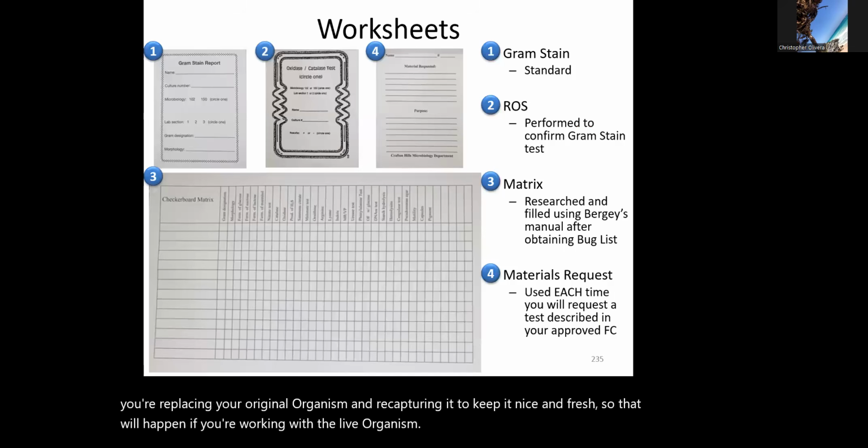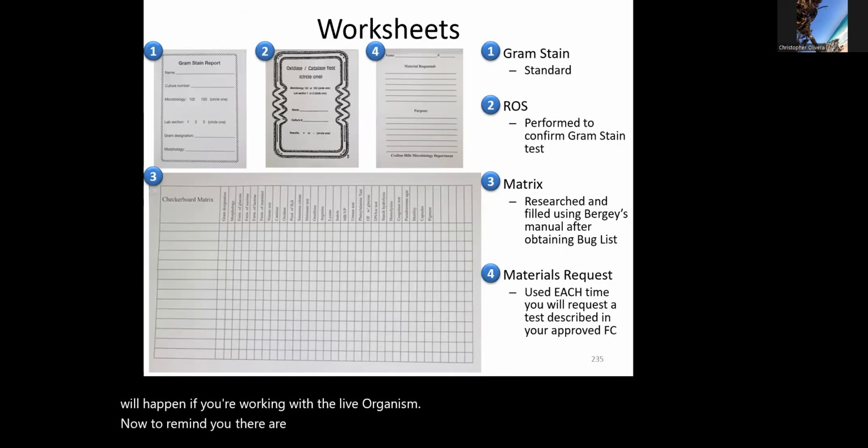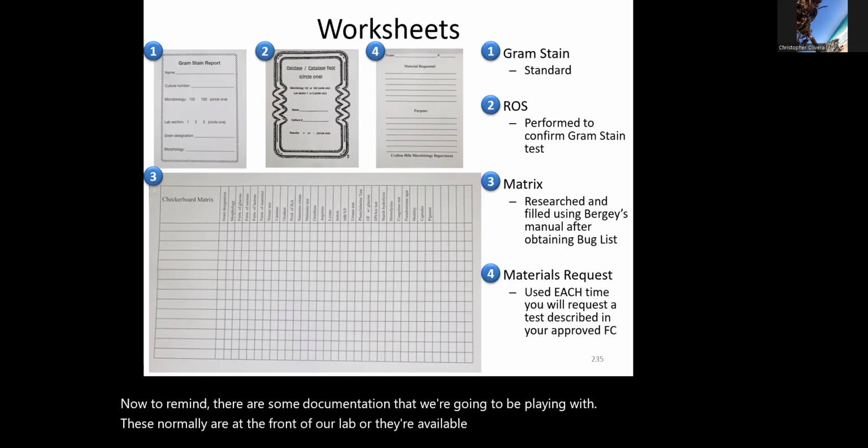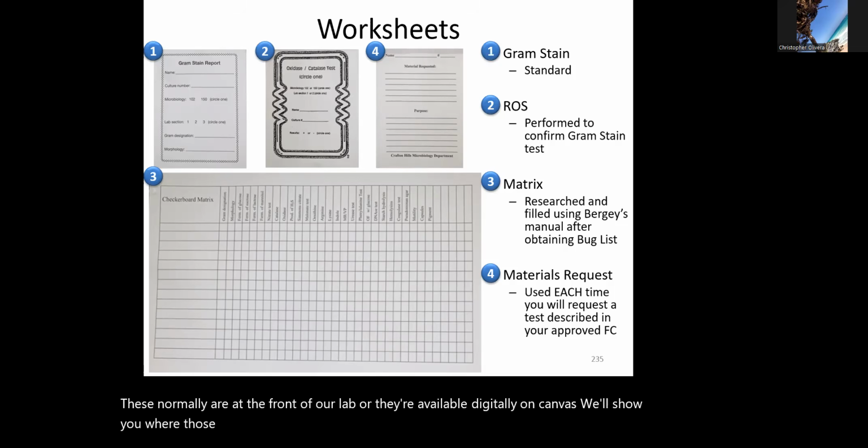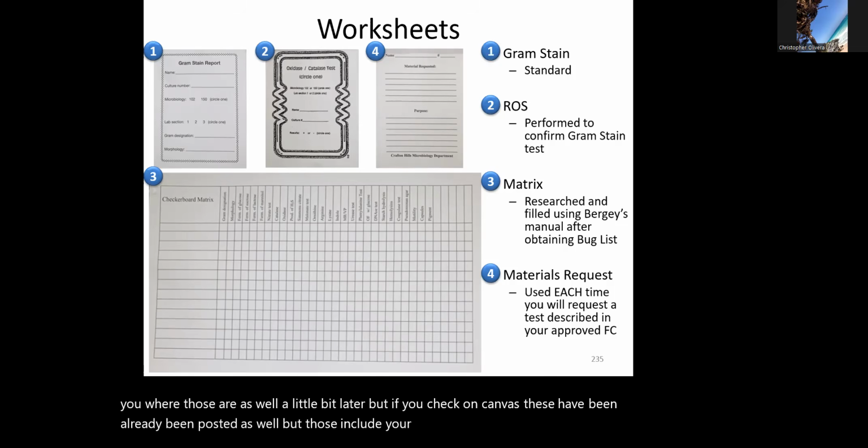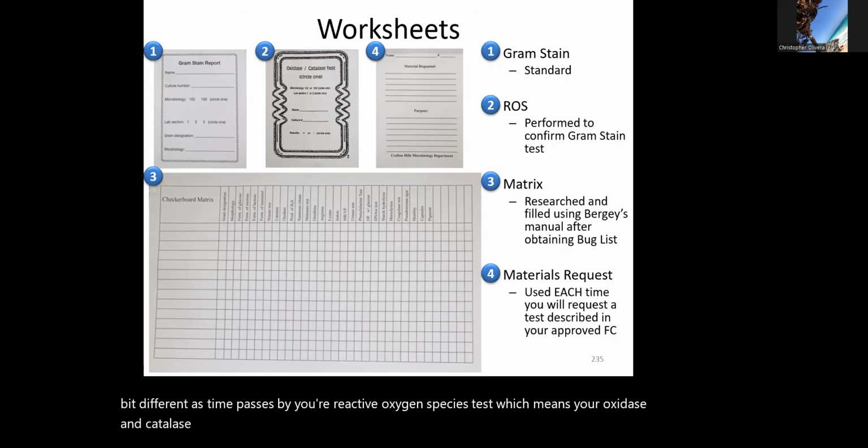Now, to remind you, there are some documentation that we're going to be playing with. These normally are at the front of our lab, or they're available digitally on Canvas. We'll show you where those are as well a little bit later. But if you check on Canvas, these have already been posted as well. But those include your gram stain report. It might look a little bit different as time passes by. Your reactive oxygen species test, which means your oxidase and catalase test, depending on which one. Again, I remind you, make sure to review which one does what.